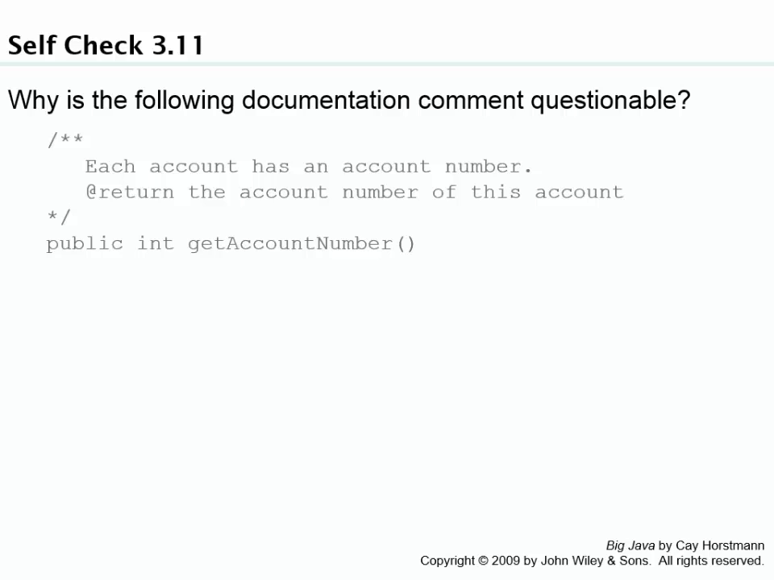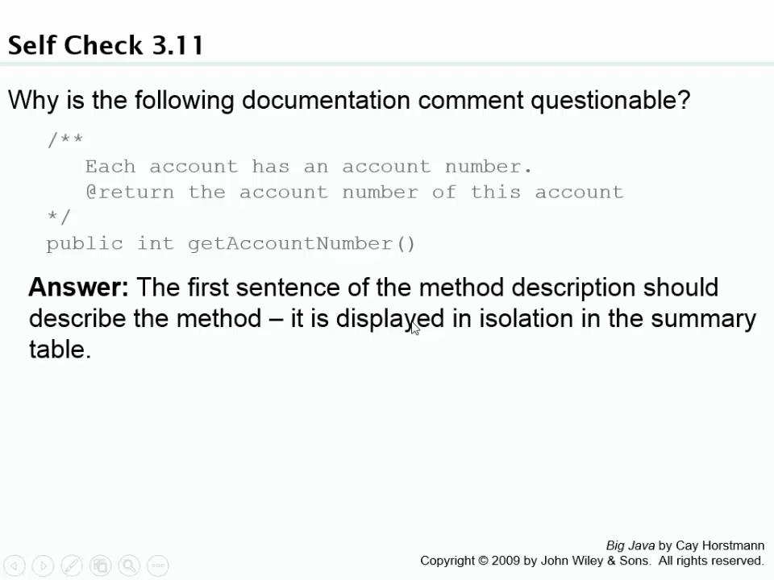So what's questionable about this comment? It says each account has an account number. It returns the account number for this account. Why would that be a problem? Probably this description. Let's see what it says. The first sentence of the method description should describe the method. It is displayed in isolation in the summary table. So it would have been better to say this goes out and obtains the account number for this account. Something like that. It needs to describe what the method is going to do.